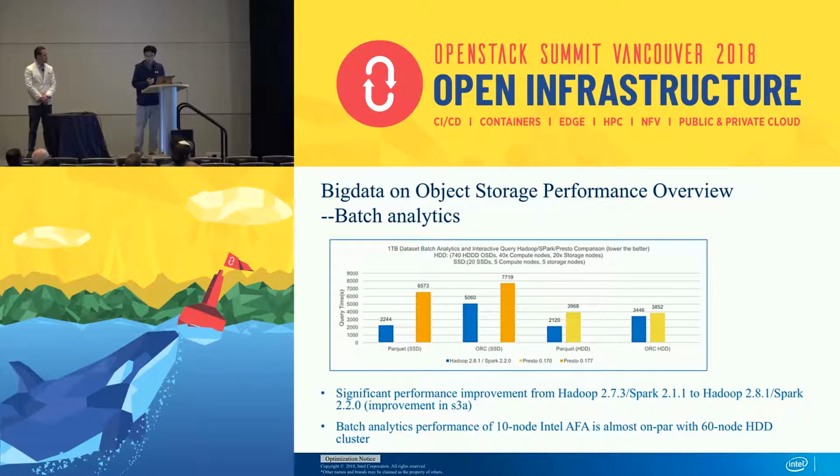Basically, we got two takeaways from the testing. The first is that by upgrading to Hadoop 2.8, the performance improved a lot, nearly triple. The second is that with all-flash Ceph, the performance is much better than HDD-based Ceph. A 10-node AFA cluster is almost on par with a 16-node HDD cluster. Okay, I'm going to introduce the details here.